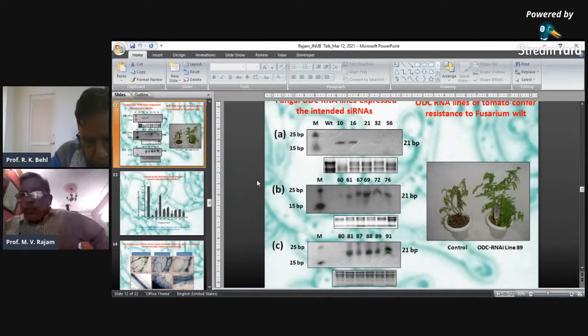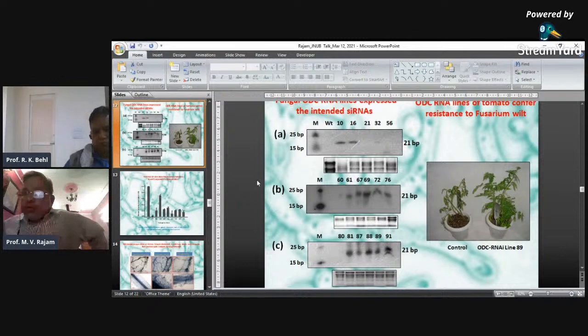And as you can see here, most of the tomato transgenic lines have shown a very good titer or expression of siRNAs. And then we picked up some of the promising lines like 80, and so on. These selected lines, showing very good expression of the intended siRNA molecules, were challenged with the spores of Fusarium oxysporum.